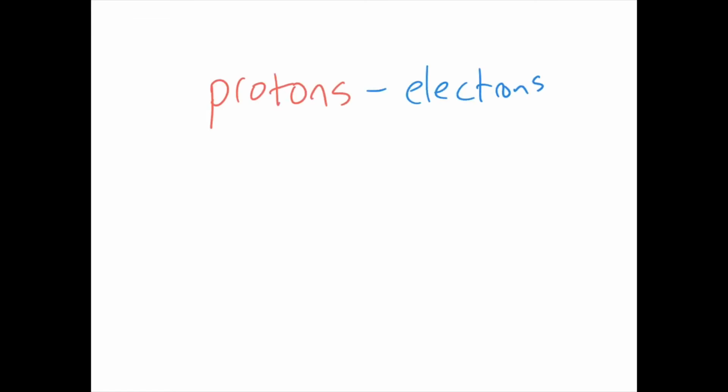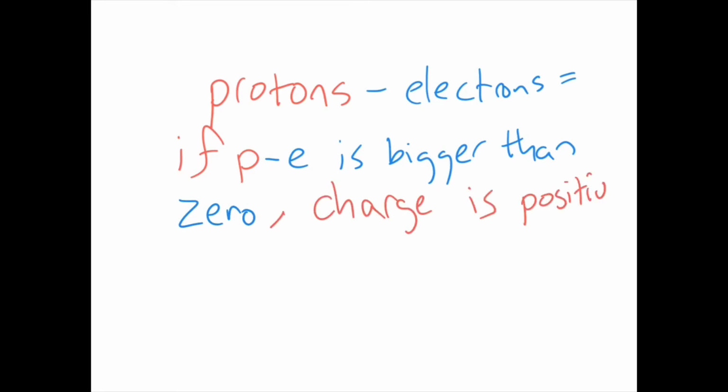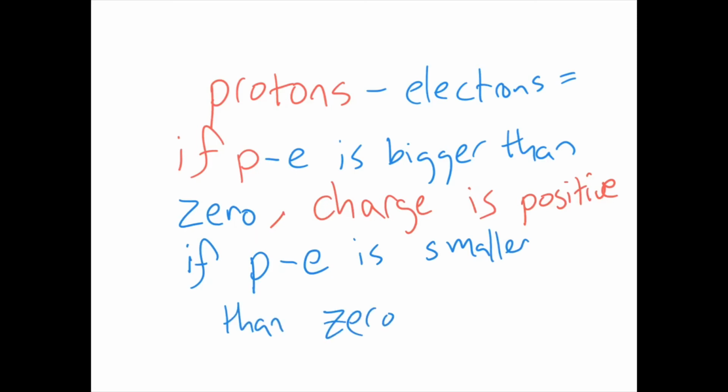We can also show this using math. Let's take the number of protons and subtract the number of electrons. If this number is bigger than 0, we have a positive charge. Our positive charge is going to be P minus E. If instead the P minus E is less than 0, that means the charge is negative. There are more electrons than there are protons, and the number of the charge will be P minus E.